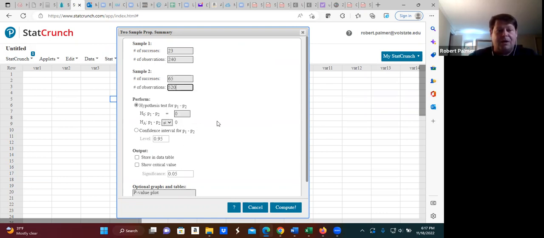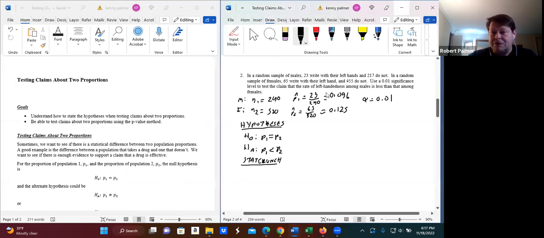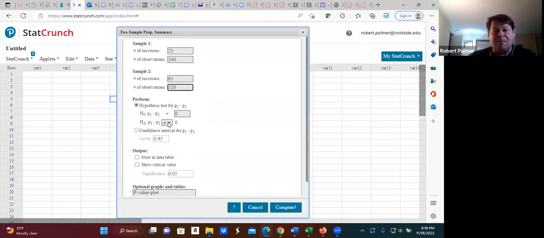Okay. Now here, let's go back and double check what our hypotheses were. The claim was that the rate of left-handedness among males is less than among females, so P1 is less than P2. That is equivalent to P1 minus P2 being less than 0. Because if that's true, P2 would be larger than P1, and then the difference would be negative, which would be less than 0. Okay, make sure everything is correct, and then hit compute.